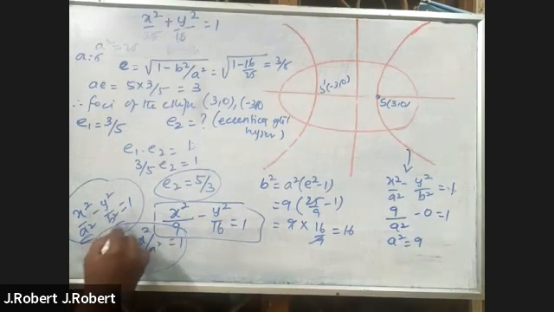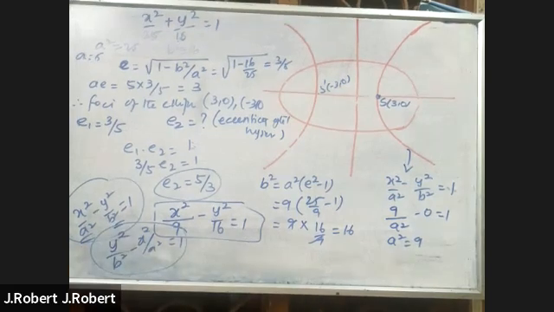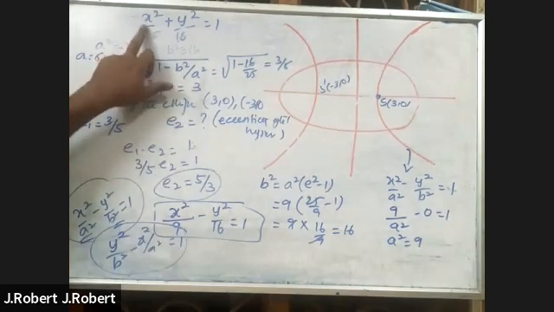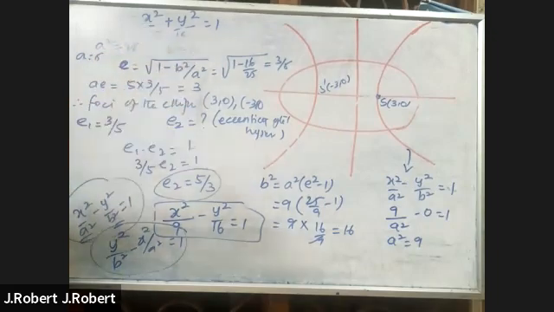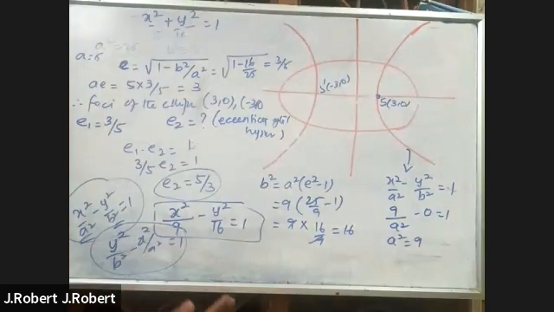Only for the ellipse, we have to take whichever is bigger as a. In the ellipse, a square is 25, so you have to take a square as 25. The axis has changed; here it is a vertical ellipse, and that is not the usual ellipse case.